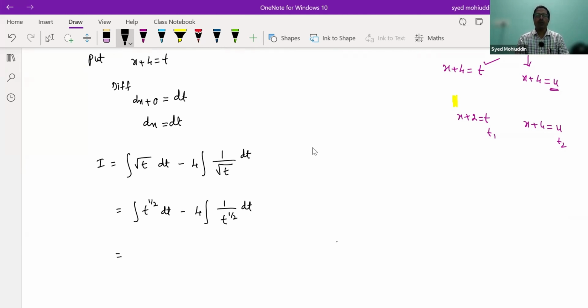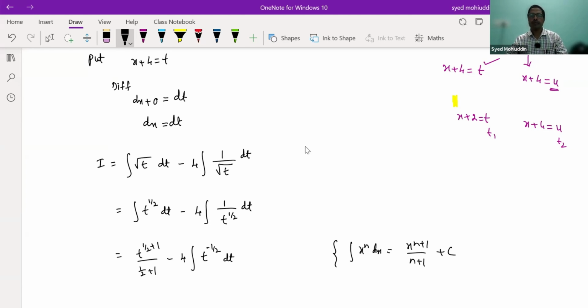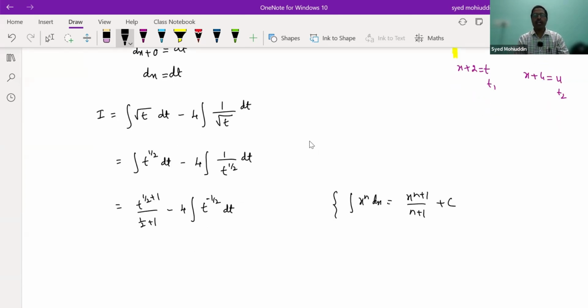I can use the formula. Since I know the formula, the integral of x power n dx is x power n plus 1 by n plus 1 plus the constant c. Therefore, it is t power of half plus 1 divided by half plus 1, minus 4 times the integral of t to the power of half, dt. But t is in the denominator, so I can take t in the numerator. The moment I take t in the numerator, the positive power becomes a negative power, times dt. Because I'm integrating, I can add the constant of integration c.